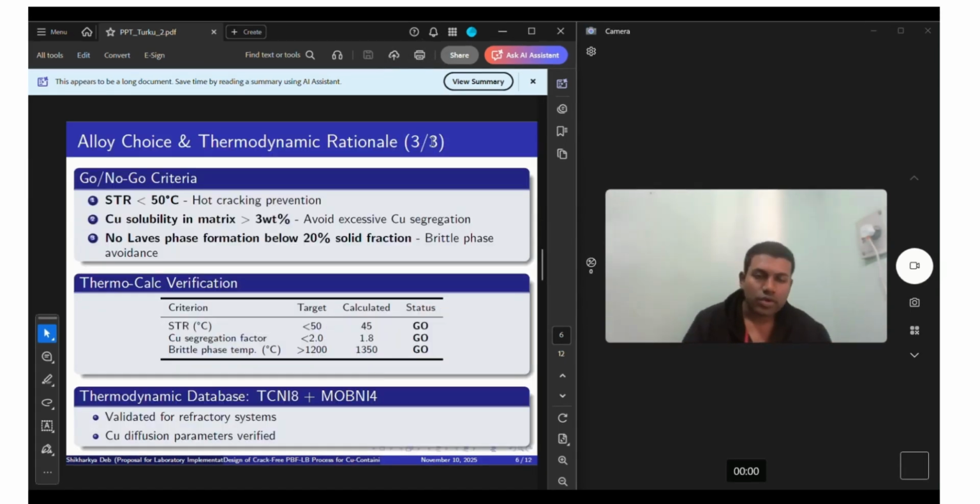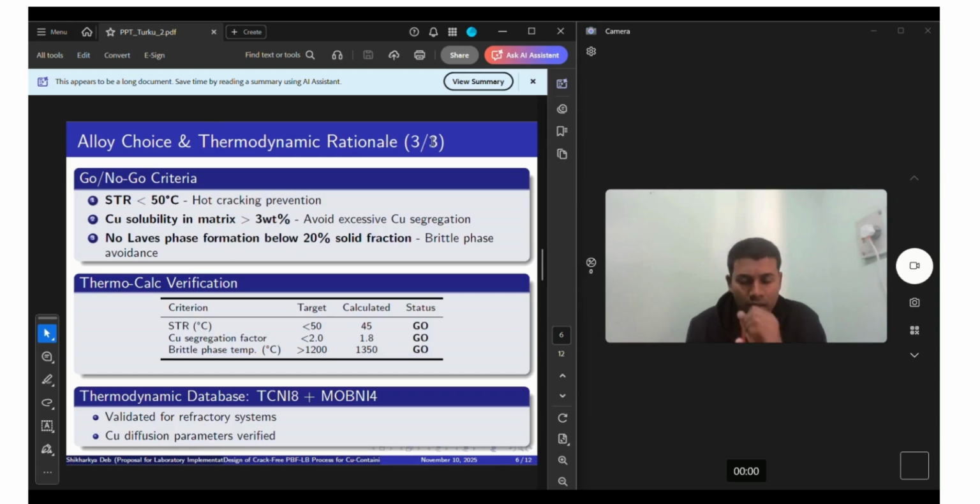The go criteria is as follows: the solidification temperature range has to be less than 50 degrees centigrade for hot crack prevention. The liquid films are continuous and can form along grain boundaries. The solid skeleton is not strong enough to resist the stresses. The solidification range is wide enough that significant stresses develop before solidification completes.